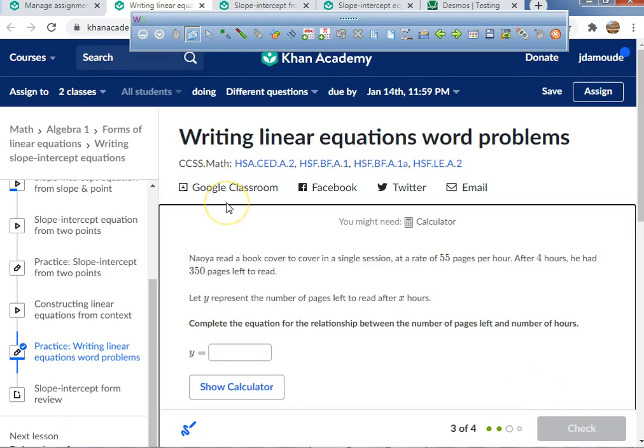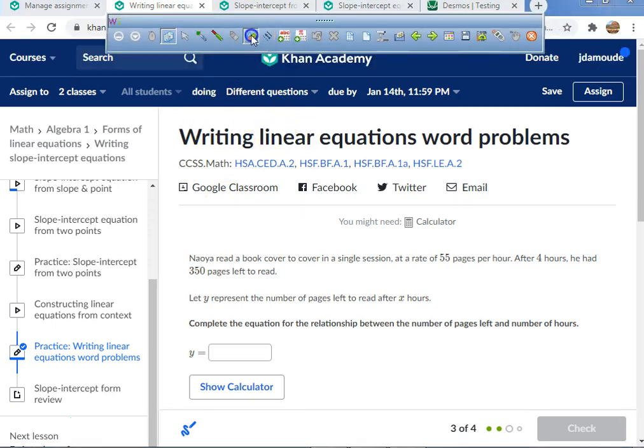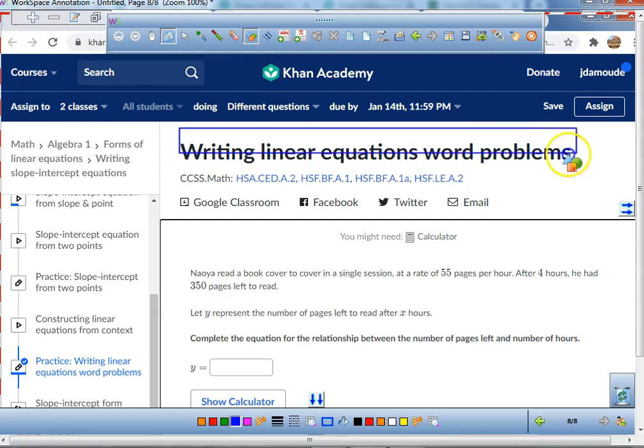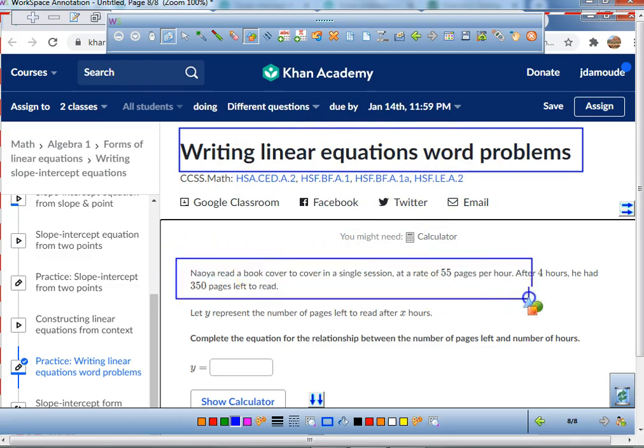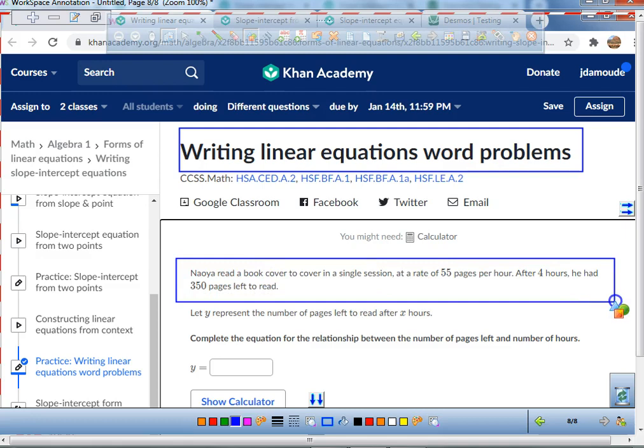Last thing we need to do right now, guys, is I want you to write this down. This will be our last problem that you have to write down, and then you have a chance to work. Last problem. I want you to write writing linear equation word problems. You don't have to write all of this, but there are some important things that you need to remember.